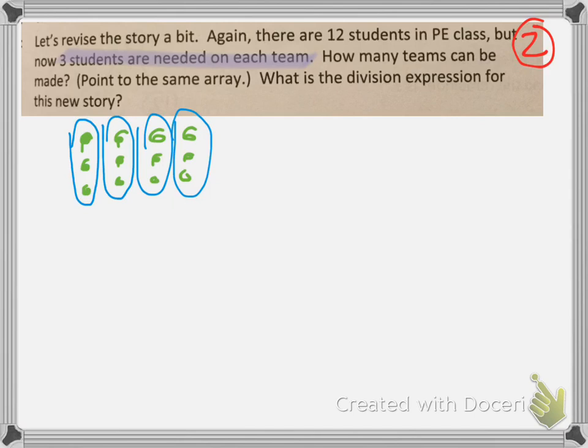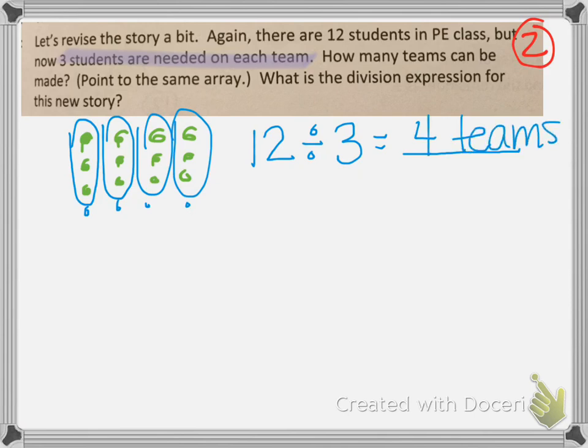Okay, let's write a division sentence. We started with 12 students. We put those 12 students onto teams with a size of 3. What is the quotient? Well, teams of 3 gave me 1, 2, 3, 4 teams. 4 teams.